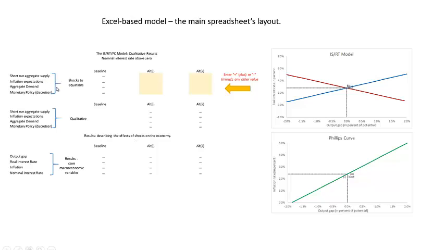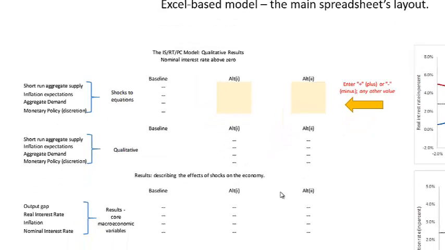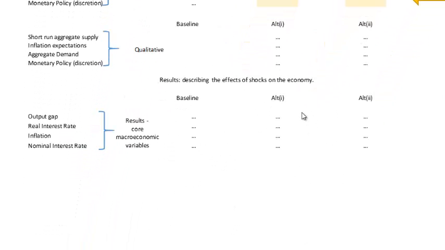Let's start by reviewing the layout of the sheet. In the upper left, we'll be putting certain shocks: aggregate demand, aggregate supply, inflation expectations, and the discretionary monetary policy of the central bank. In this simple model, we'll just be putting a plus or a minus. A plus for a positive shock, a minus for a negative shock. Directly below, we're going to be seeing a verbal explanation of what each of these shocks mean, but the end goal of this exercise is to find out the result of these shocks.